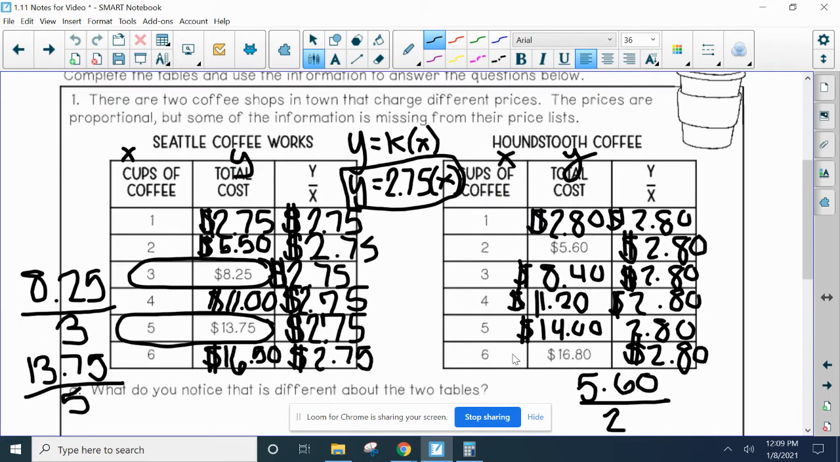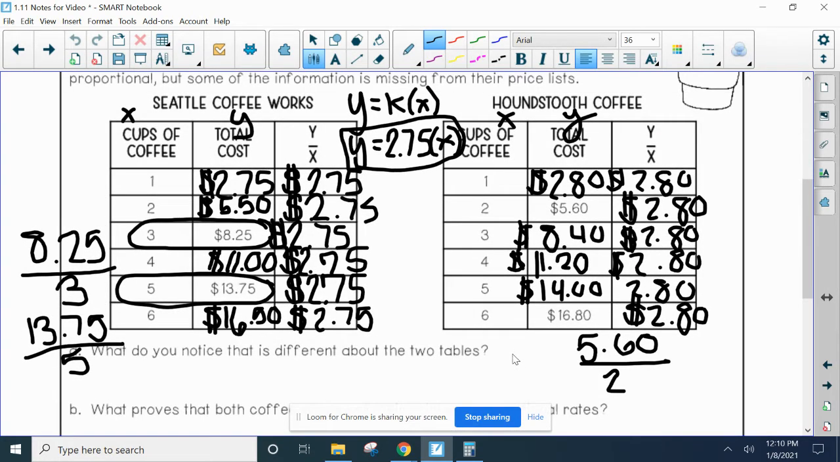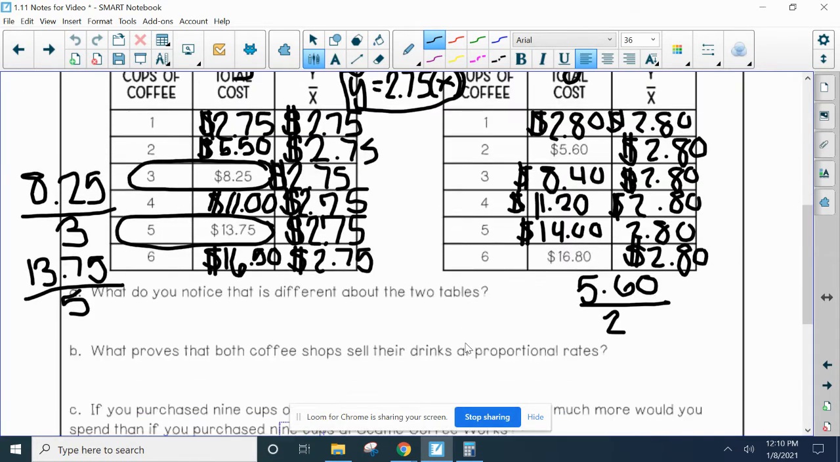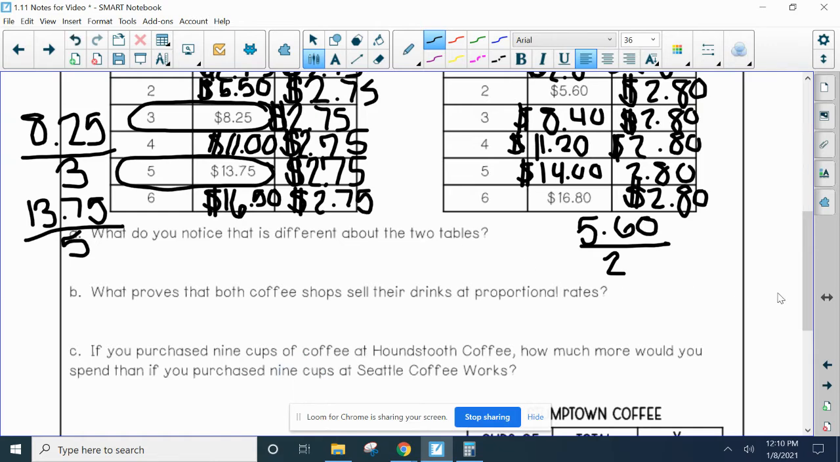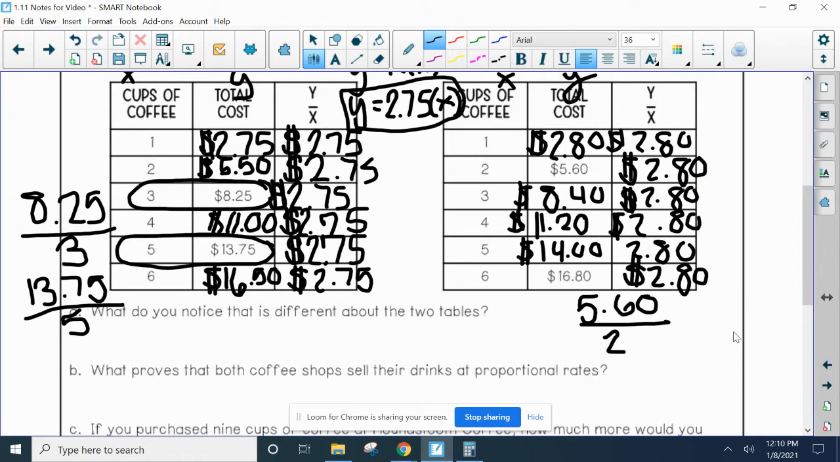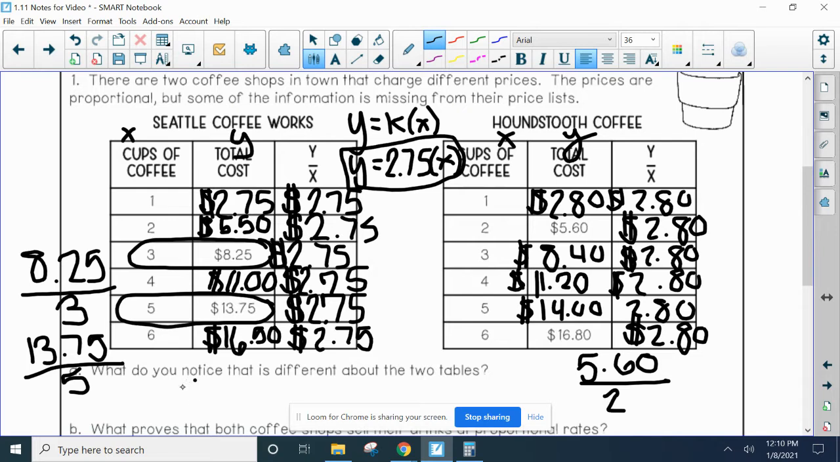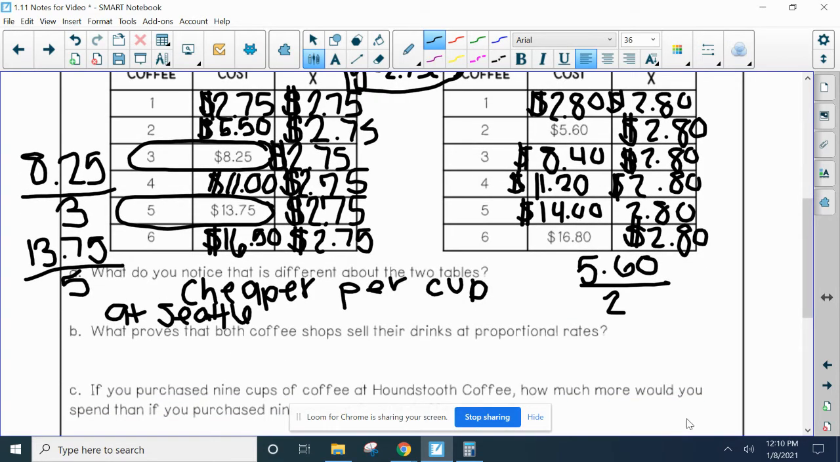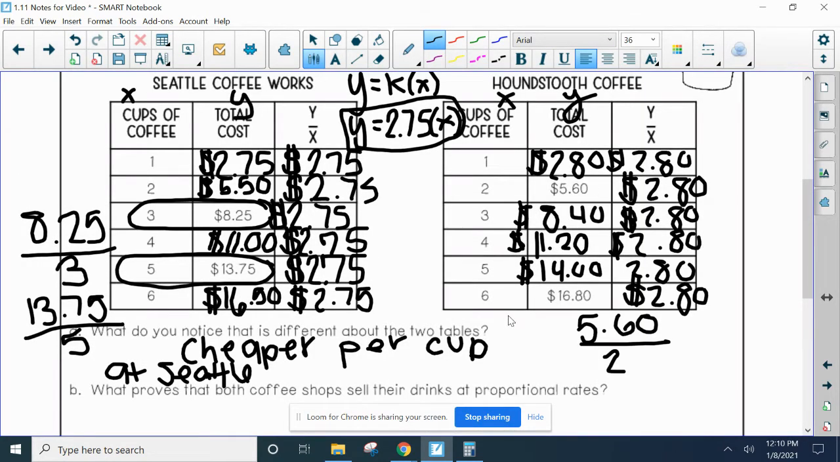All right, so by now you've already gone ahead and paused this, right? Here's our chart, and here's our questions. All right, so now let's go ahead and see what they've got for us. It says, what do you notice about the 2 tables? What I would say is, 1, I notice that it is cheaper per cup at Seattle. And you could have said it's more expensive to buy the Houndstooth coffee.